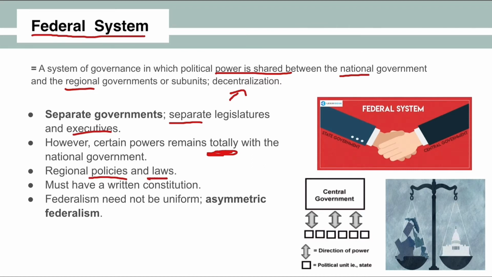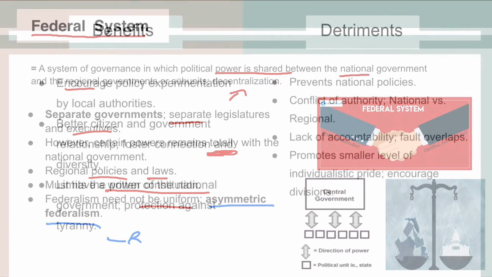They must also have a written constitution, and federalism doesn't actually need to be wholly uniform. Power can be distributed unevenly, and that doesn't mean that the national government would have more power. This is called asymmetric federalism, which Russia uses. And I just want to add that in the federal system, it doesn't mean that the central government cannot be powerful. They can, though with limits.